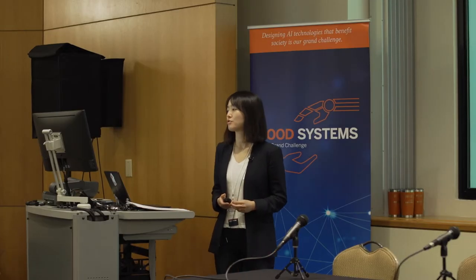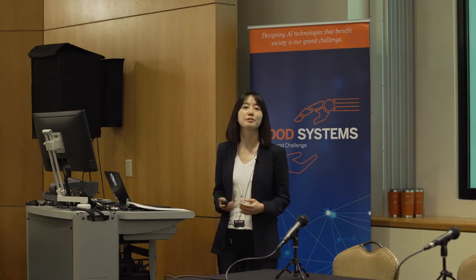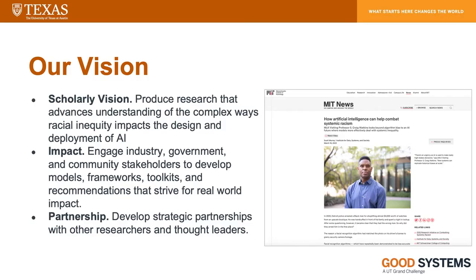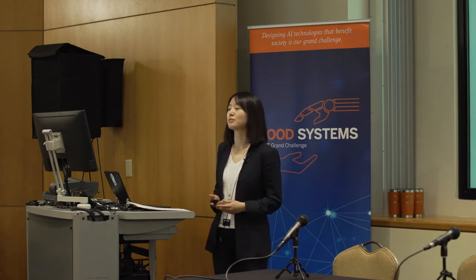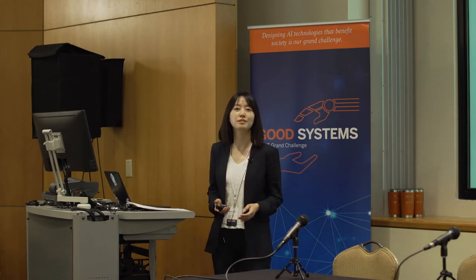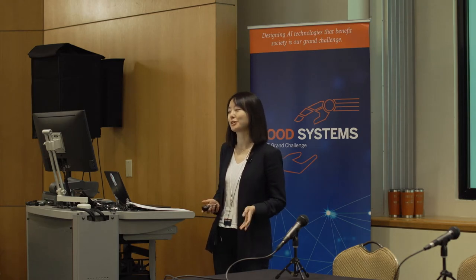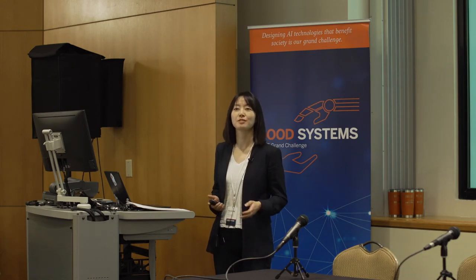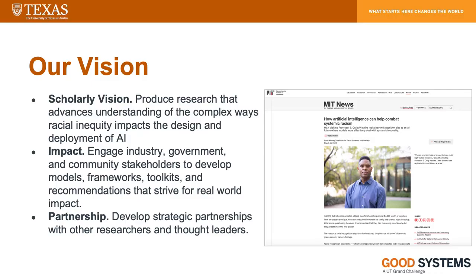So in our work, we strive to make both academic and real-world impacts. From the academic point of view, we aim to produce research that advances understanding of the complex ways that racial equity impacts the design and deployment of AI. We also aspire to make real-world impacts, producing concrete tools that our real-world stakeholders can use, such as computational models, AI design toolkits, or policy recommendations. And we all know that this cannot be done by one person's effort, so we also try to form strategic partnerships with other researchers and stakeholders.